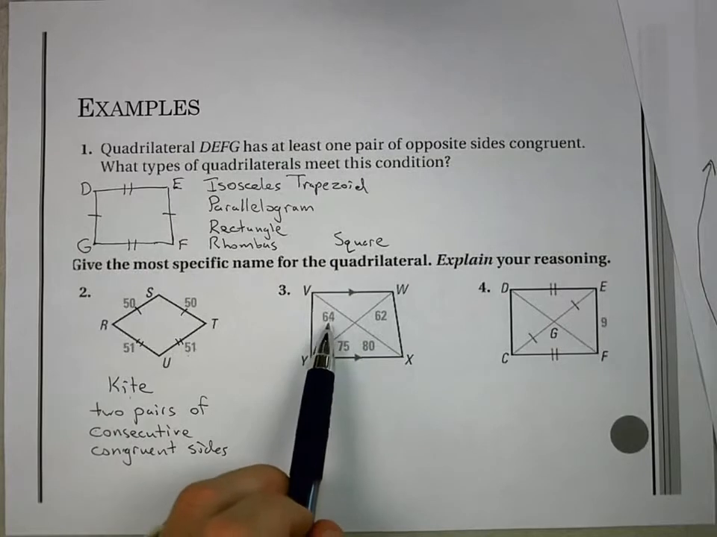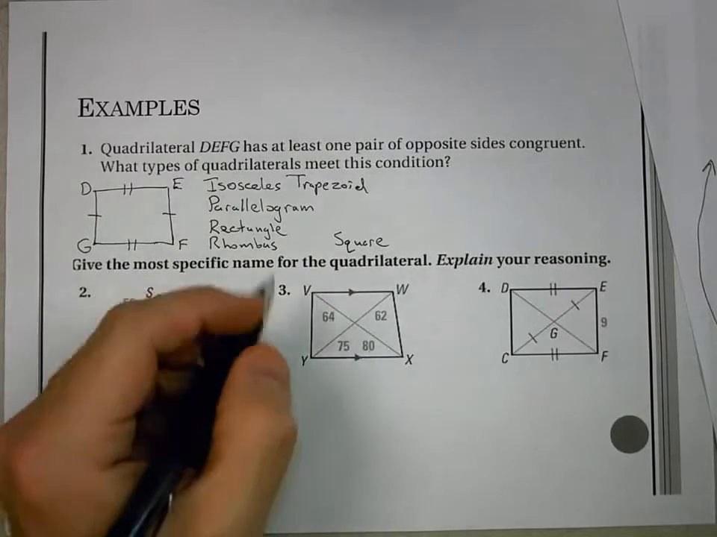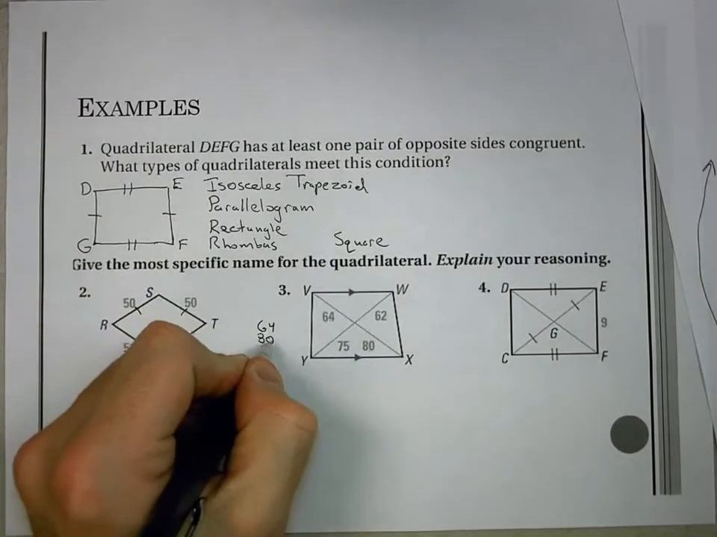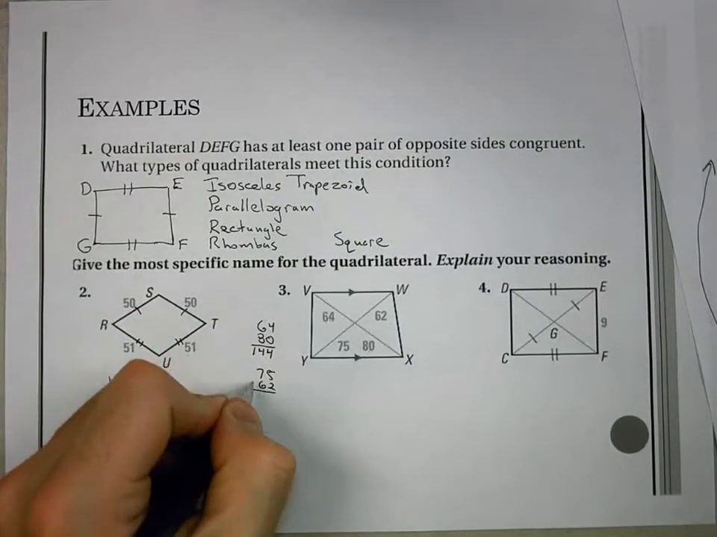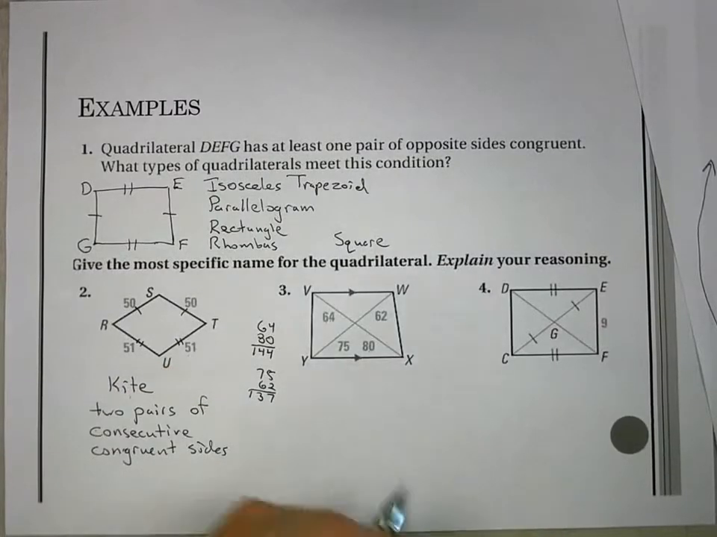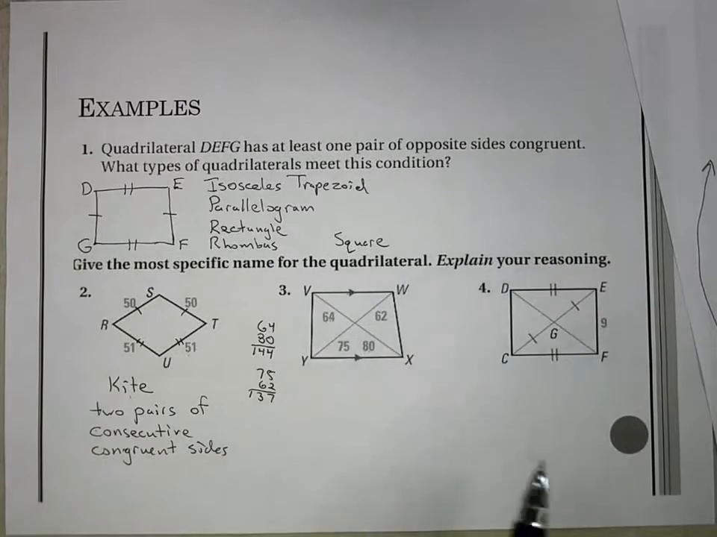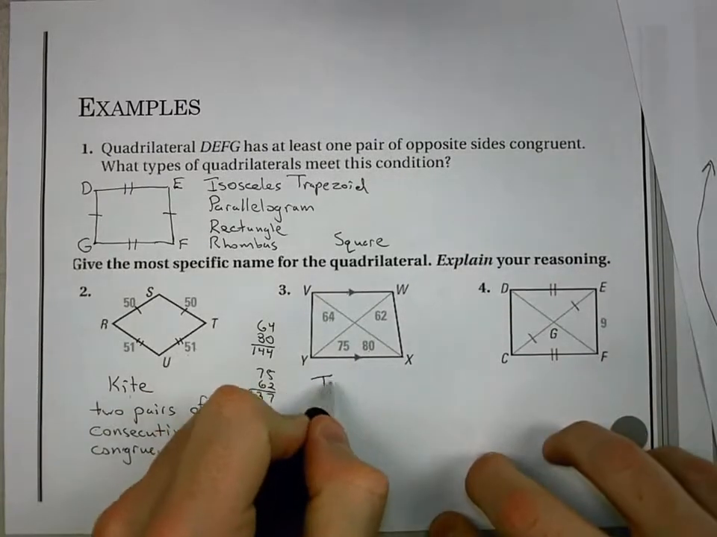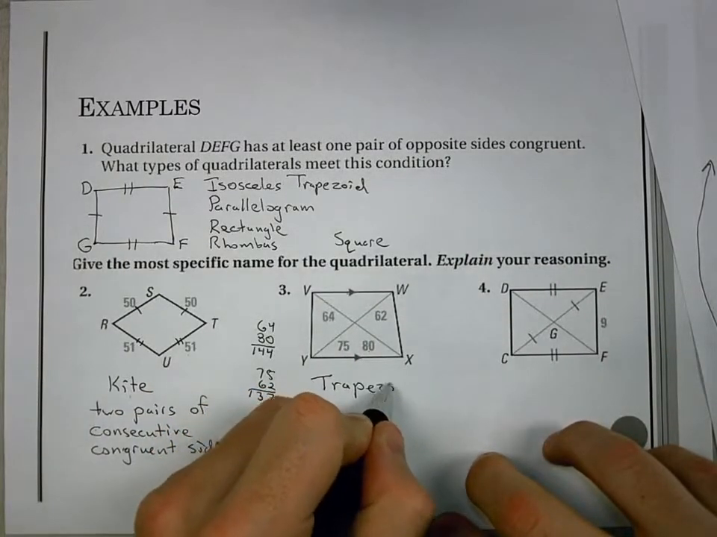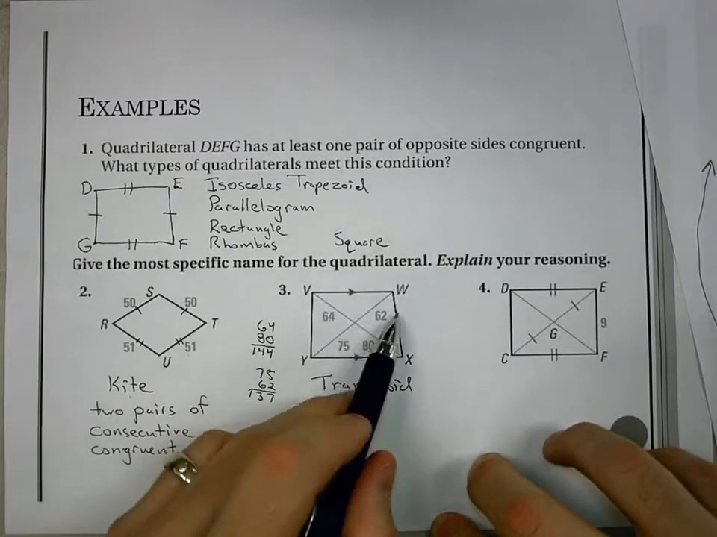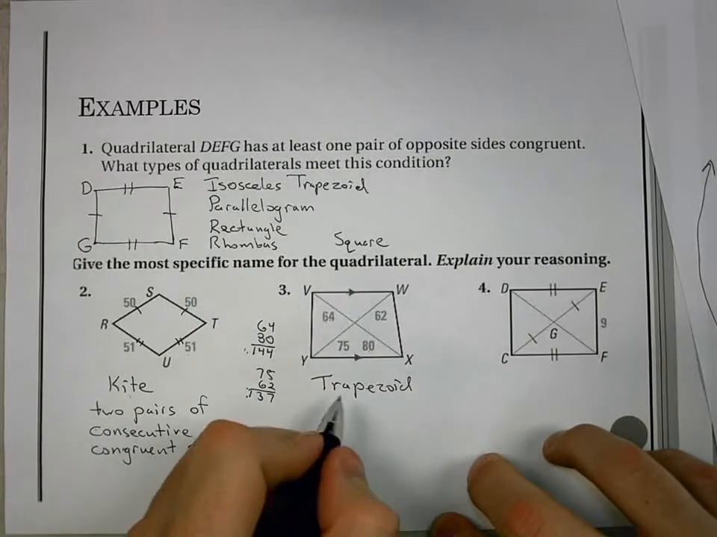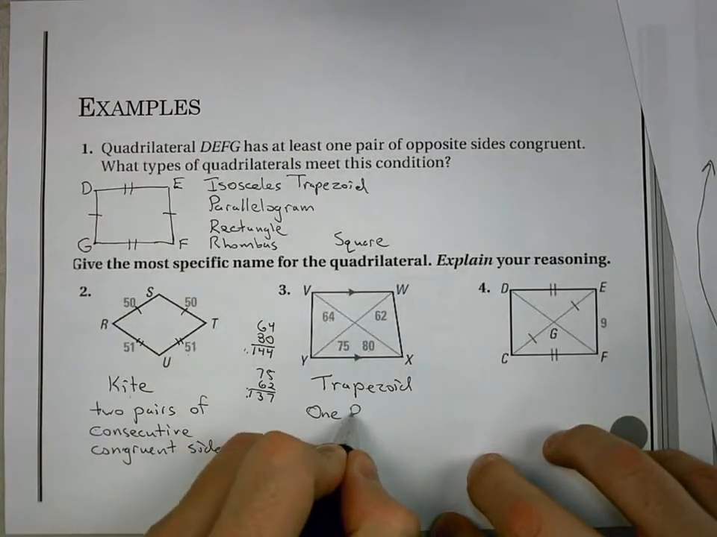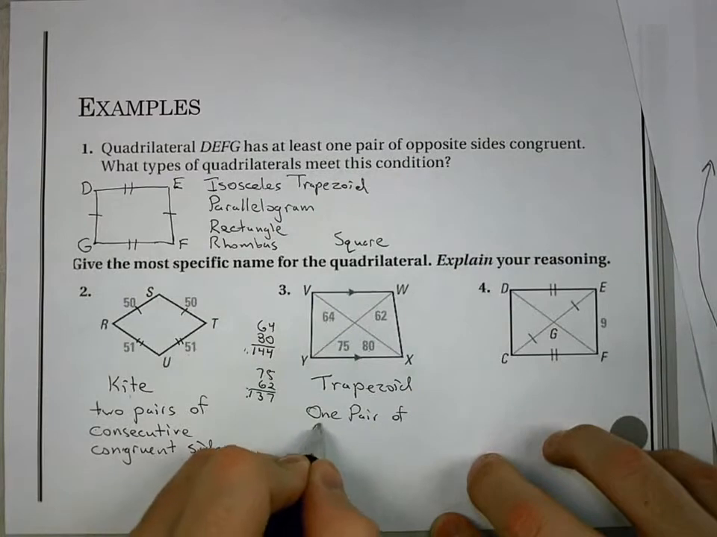Okay, well, 64 and 80 is 144. 75 and 62 is 137. So the diagonals aren't congruent either. So we strictly can go off the fact we have one pair of parallel sides. Since that's the case, we are going to call it a trapezoid. If the diagonals were the same, if these numbers matched, we could call it an isosceles trapezoid. That's not the case, we just have one pair of parallel sides.